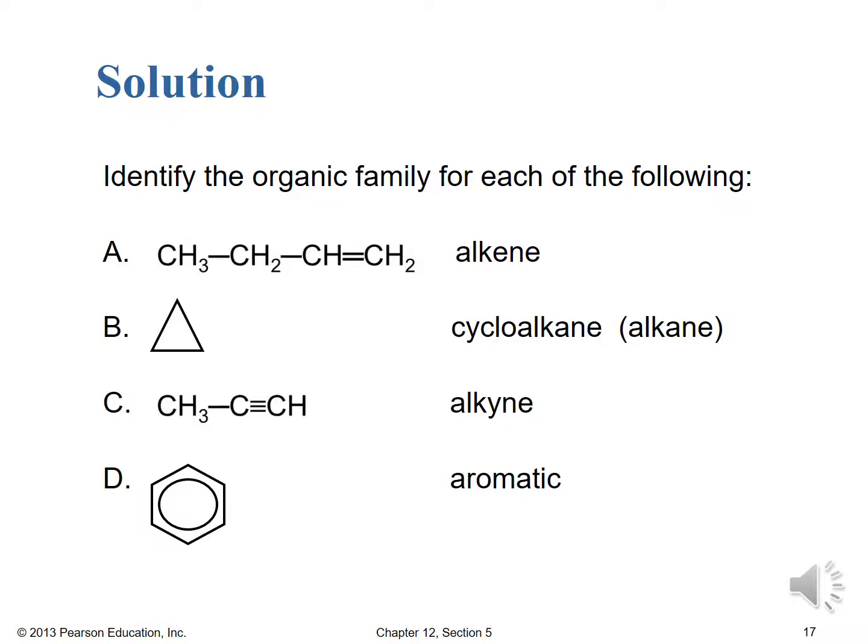Then C, you notice that triple bond at the end, so that's an alkyne. And finally D is good old benzene, which is our characteristic aromatic compound. So hopefully you were able to identify those different groupings. If not, please do continue to practice, because it is important to be able to recognize the family in order to be able to give the correct name.